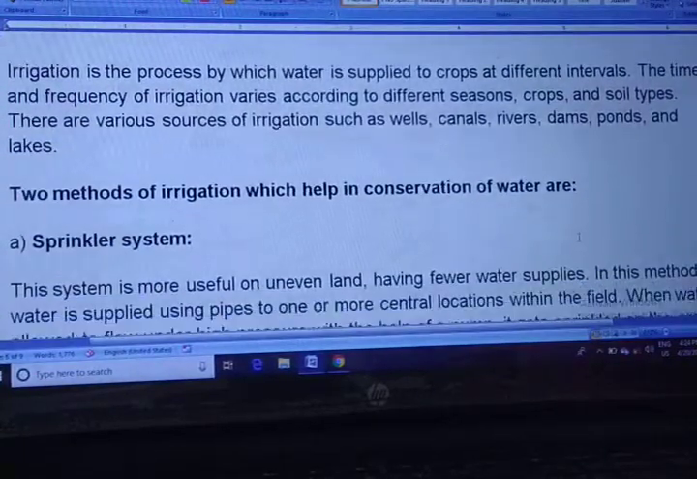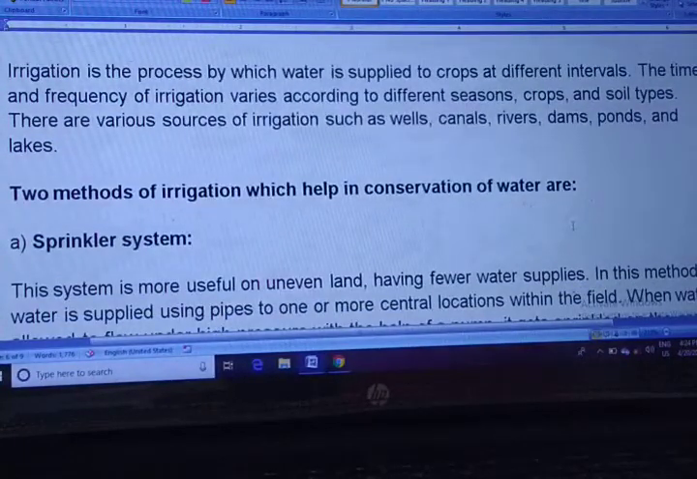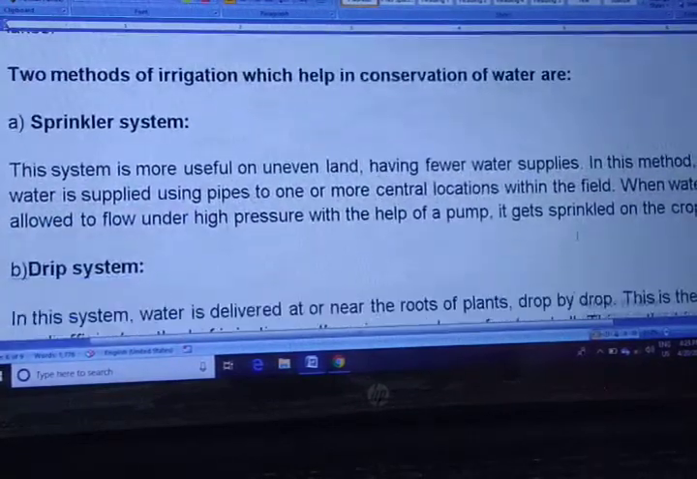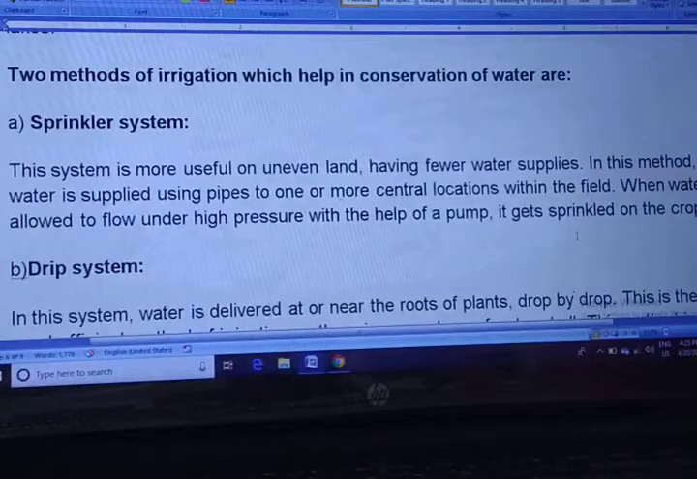You can see here as I am describing irrigation. Irrigation is the process by which water is supplied to crops at different levels. The time and frequency of irrigation varies according to the different seasons, crops and soil types. There are various sources of irrigation such as wells, canals, rivers, dams, ponds and lakes. Two methods of irrigation which help in conservation of water are: first, sprinkler system, and second, drip system.